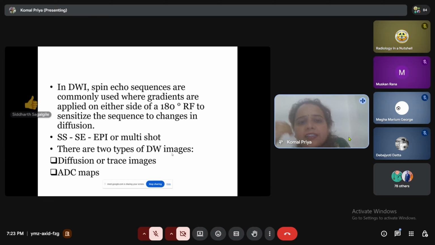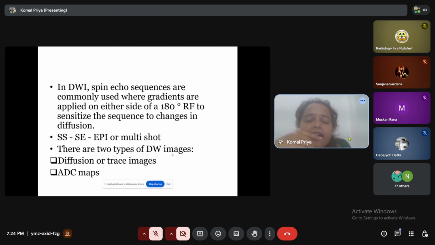So how will we apply this gradient? What happens in spin echo and what happens in gradient echo? Can anyone tell me this? Or just tell me what you mean by spin echo and what you mean by gradient echo? Because unless you are clear, yeah, ma'am.